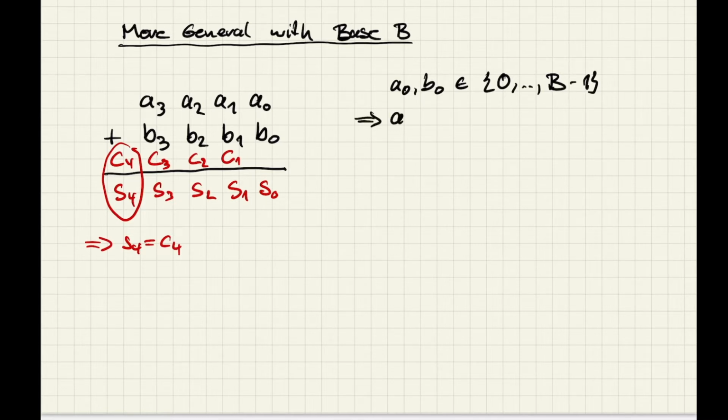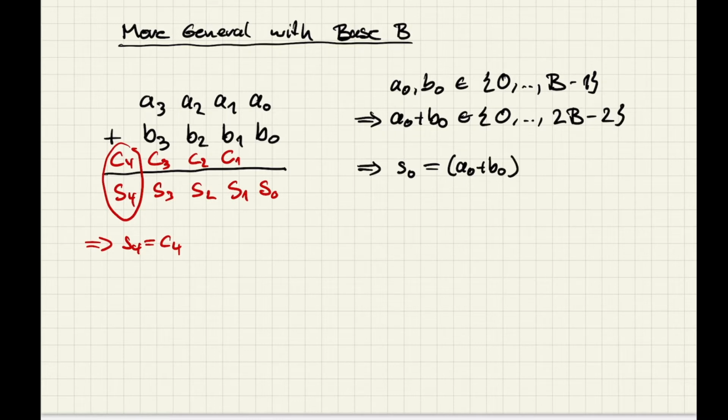And that means A0 plus B0 is a value from 0 to 2 uppercase B minus 2. And for computing S0, that's actually the remainder after dividing this sum by uppercase B. So we can say S0 is A0 plus B0 mod uppercase B. So of course this here is a value from 0 to uppercase B minus 1.